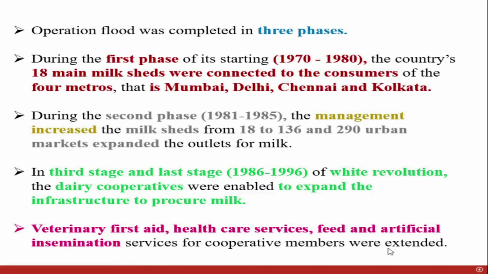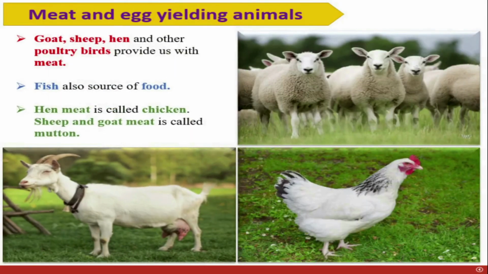Next, meat and egg yielding animals. Basically we know that goat, sheep, hen, and other poultry birds provide us with meat. Not only goat, sheep, hen, fish also give meat to us. Here we have to know what is chicken. Hen meat is called chicken.